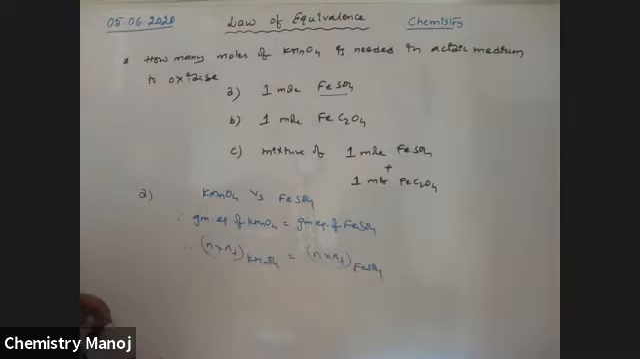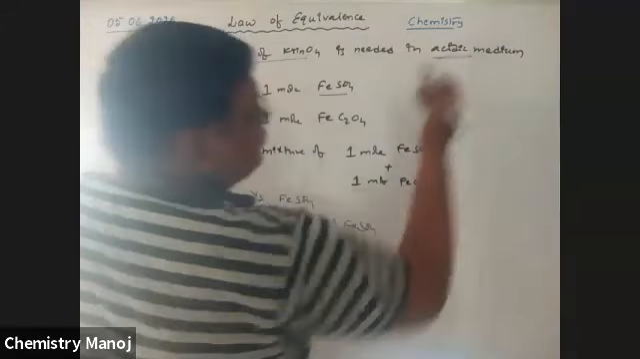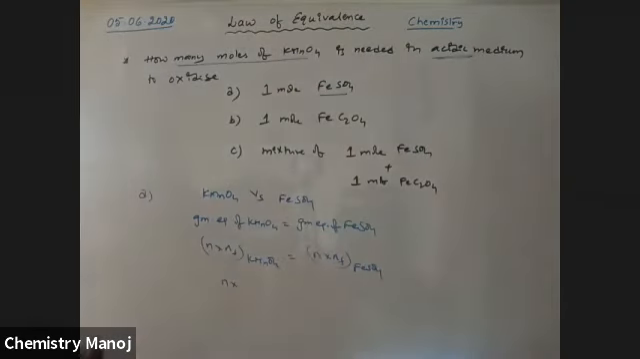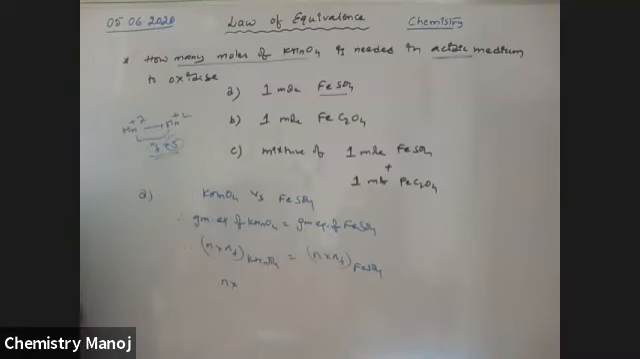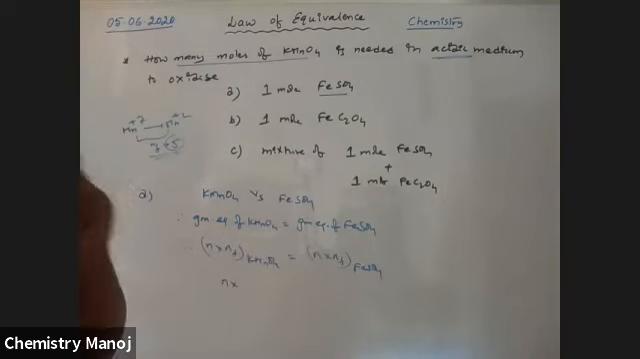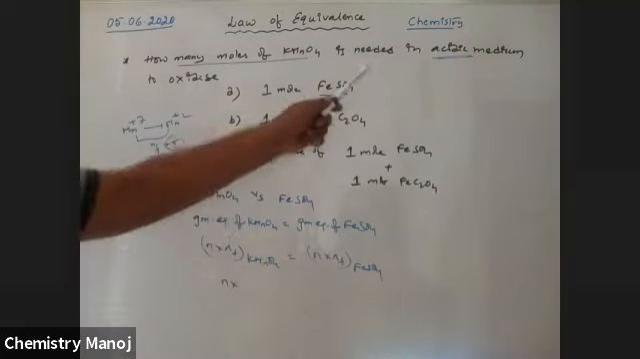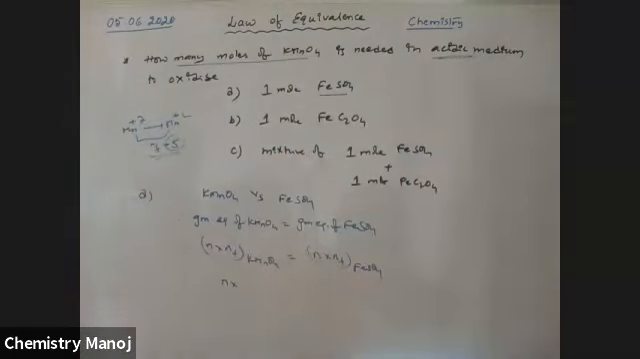Next, how many moles of KMnO4? That is n, we don't know. n into N factor of KMnO4 in acidic medium. In acidic medium, what is the N factor for KMnO4? We know in acidic medium, KMnO4 Mn plus 7 is changed to Mn plus 2, so the N factor is equal to 5. Yesterday we completed this concept. In neutral medium, N factor 3. In basic medium, N factor 1. You should remember it. The question is given to you in acidic medium, so N factor for KMnO4 is 5.